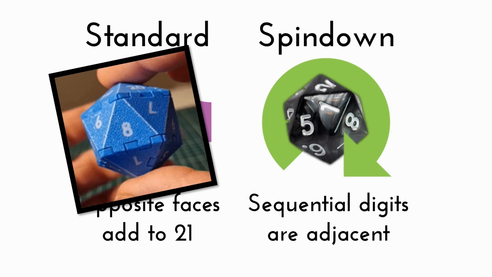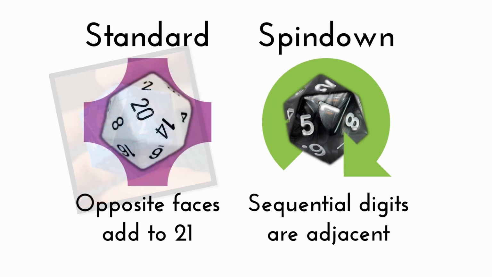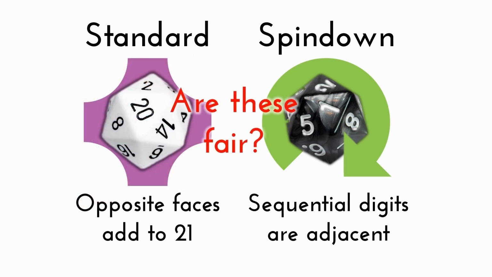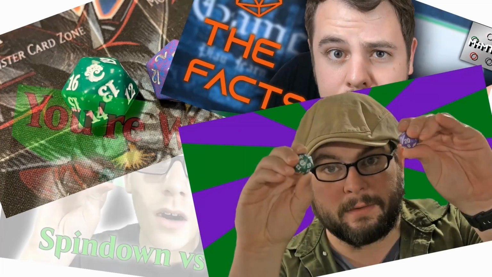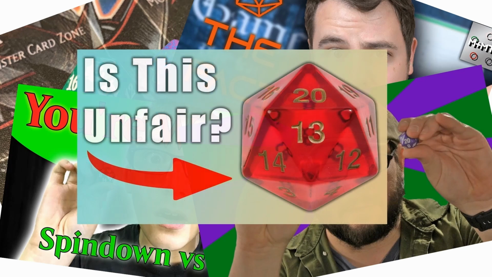But the question is, does this different numbering pattern affect if the dice is fair to roll? Does it produce the same probability distribution as a regular D20? This is a question that has long been discussed in the gaming space, and many people have tried to answer this question, mostly through empirical testing. They roll a standard D20 and a spin-down D20 50, 100, 1,000 times, and tally up the results.